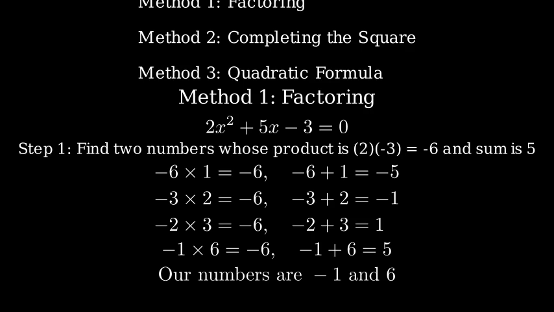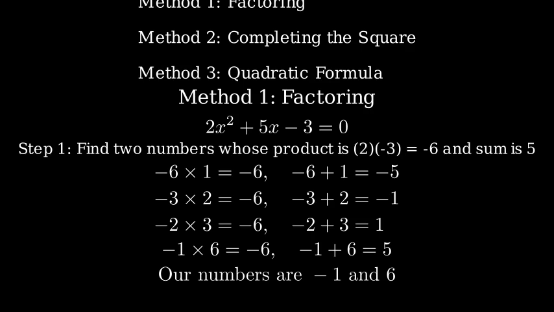2x times open parenthesis x plus 3 close parenthesis minus 1 times open parenthesis x plus 3 close parenthesis equals 0. Step 4. We notice that x plus 3 is a common factor, so we can factor it out. Open parenthesis 2x minus 1 close parenthesis times open parenthesis x plus 3 close parenthesis equals 0.